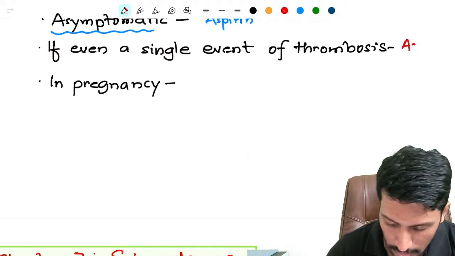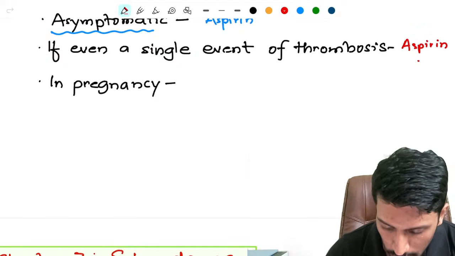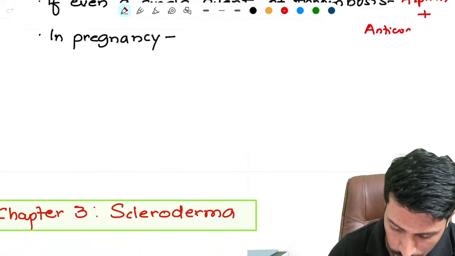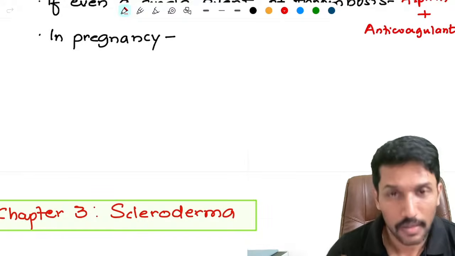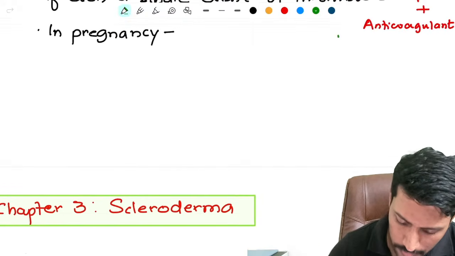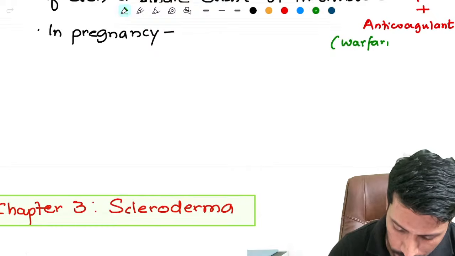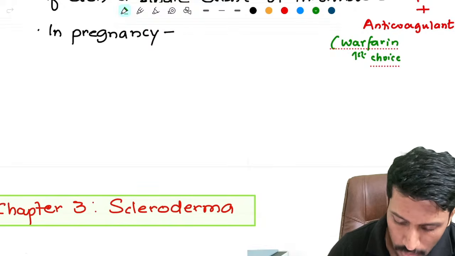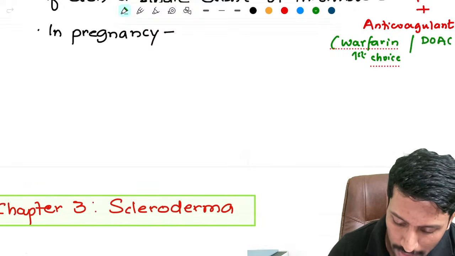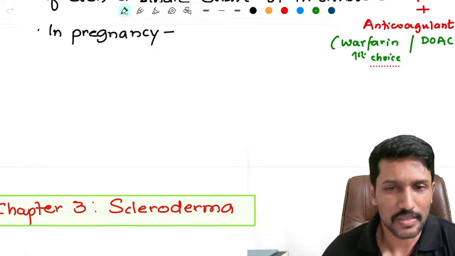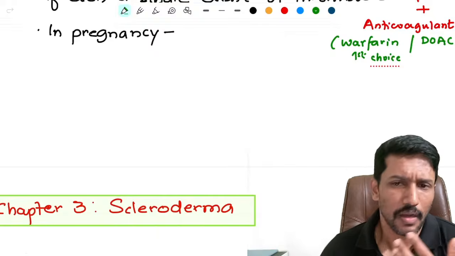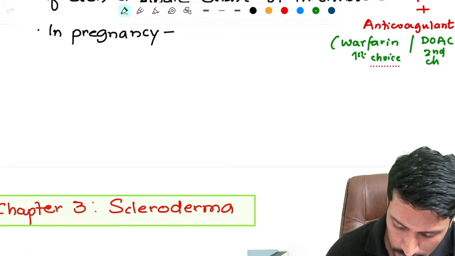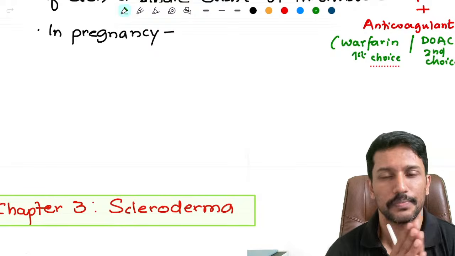You need to treat them with aspirin plus. Aspirin alone is not sufficient. We need to start with an anticoagulant. This anticoagulant, preferably warfarin. Warfarin can be considered as the first choice because of its efficacy evidence, or alternatively, you can use direct acting oral anticoagulants like apixaban, argatroban, right? These can be used as the second choice oral anticoagulants.